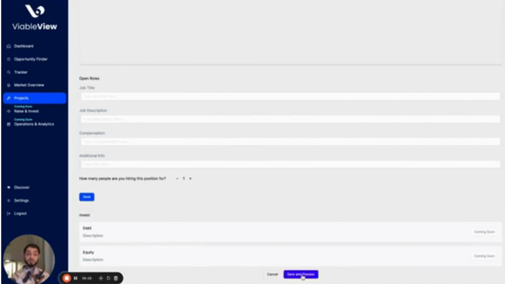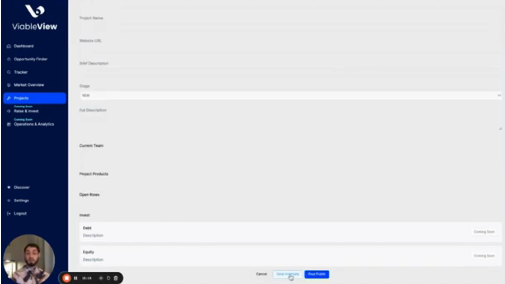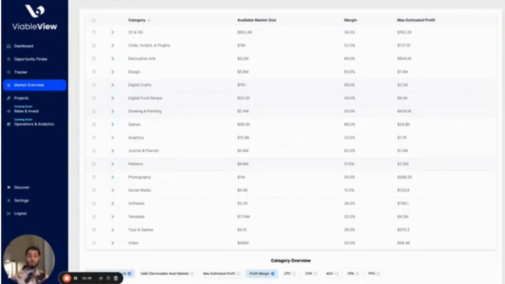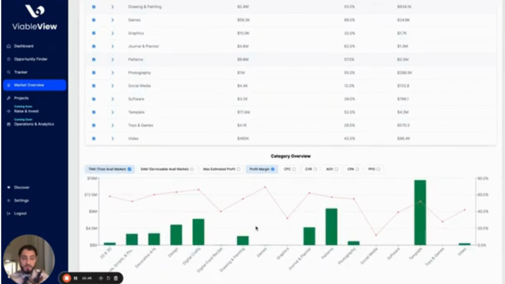You can then either save the project internally just for your own internal team to execute on, or you can post it publicly to recruit new talent and or capital. So this is really exciting, is the projects platform. And last but not least is a market overview. This is a really awesome way of looking at our data from a waterfall perspective and really just an overall holistic analysis, right? So I'm going to select all of the categories for this exercise.